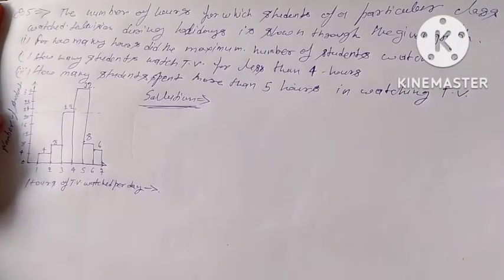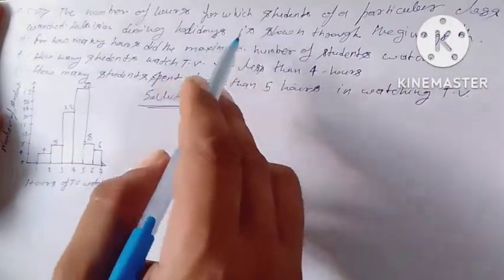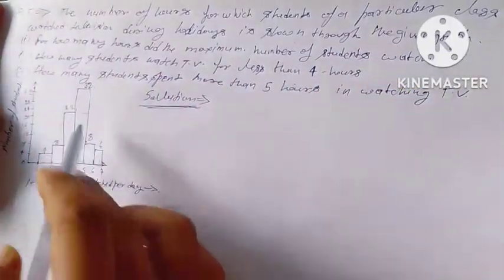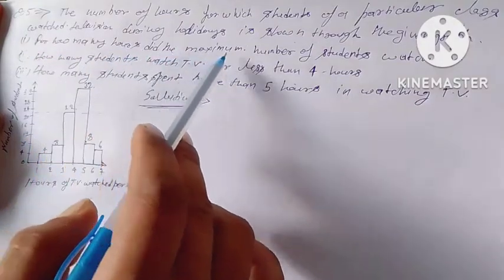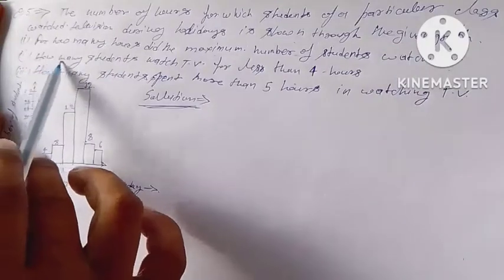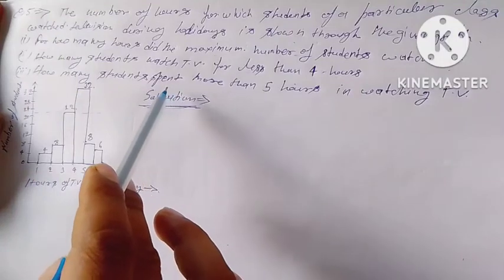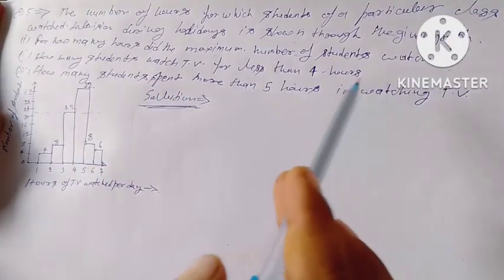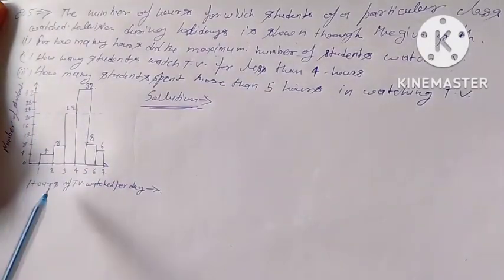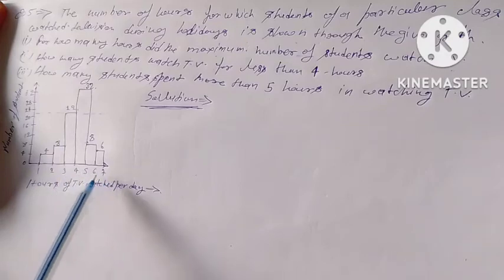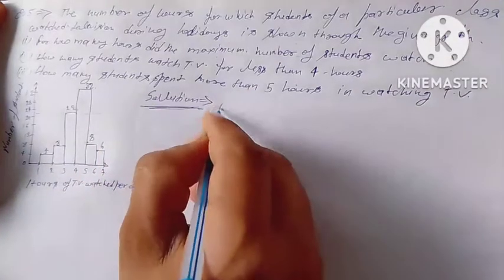Number 5. The number of hours for which students of a particular class watch television during holidays is shown through the given graph. First question: for how many hours did the maximum number of students watch TV, how many students watch TV for less than 4 hours, and how many students spent more than 5 hours watching TV? This is the bar graph. This is the number of students, and this is the hours of TV watched per day.